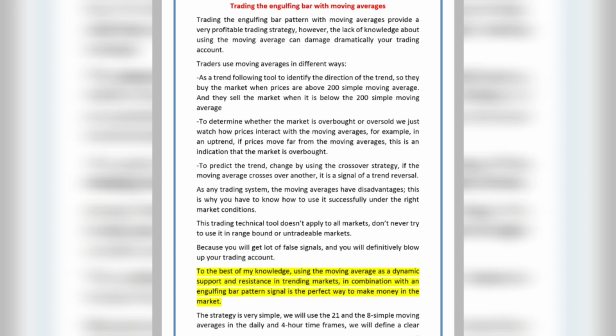To the best of my knowledge, using the moving average as a dynamic support and resistance in trending markets, in combination with an engulfing bar pattern signal, is the perfect way to make money in the market. The strategy is very simple. We will use the 21 and the 8 simple moving averages in the daily and 4-hour.